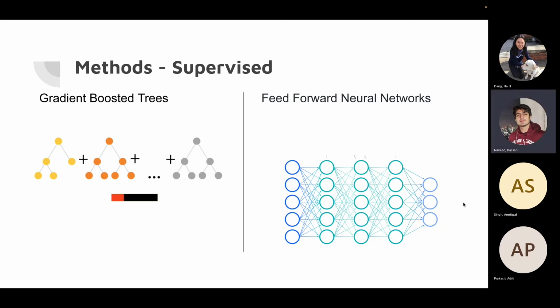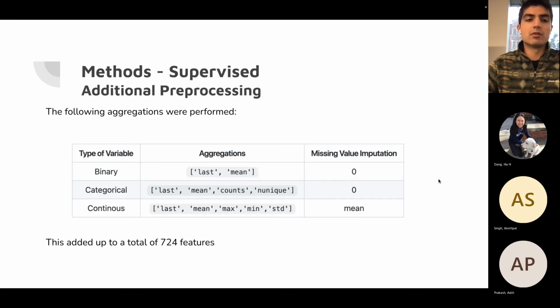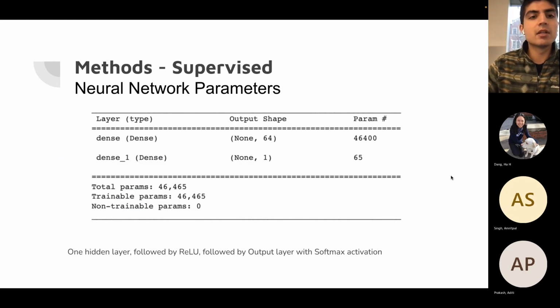So we used 2 types of supervised learning methods. The first one was gradient boosted trees, and the second one was feed forward neural networks. Some additional pre-processing needed to be done to help predict loan default. Depending on whether the variable was binary, categorical, or continuous, we used different aggregations and missing value imputation techniques. This added up to a total of 724 features that we could feed into our classifier.